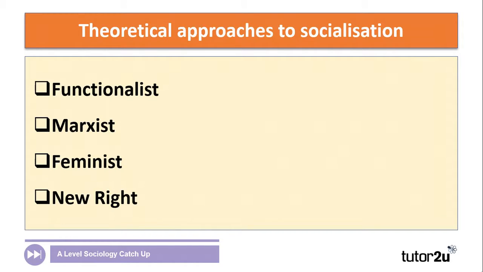Understanding these core ideas is key to understanding the bigger picture in sociology and being able to understand how the different theories will approach social issues. The four theories we need to consider are functionalism, Marxism, feminism, and to a lesser extent, the New Right.